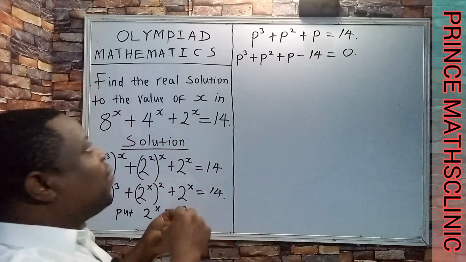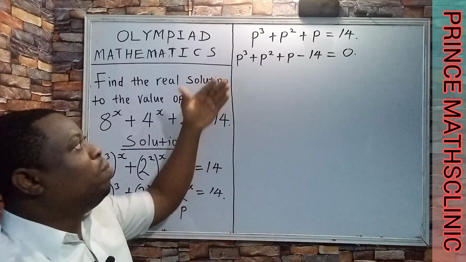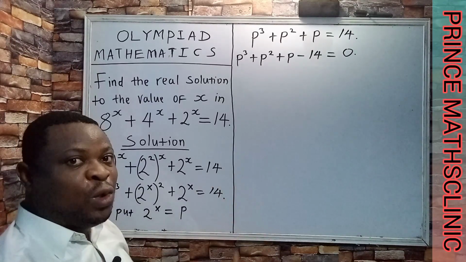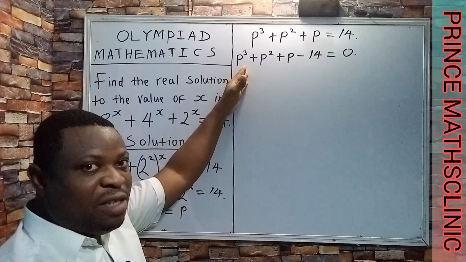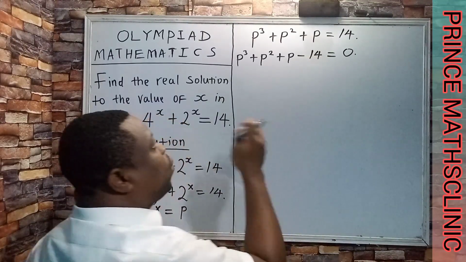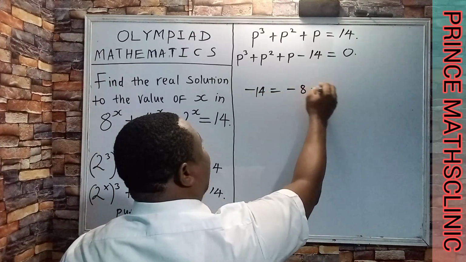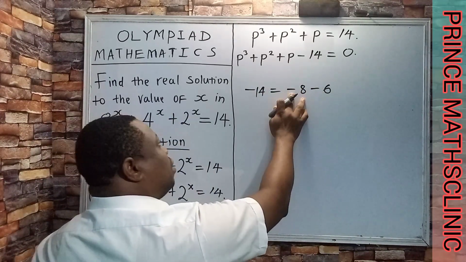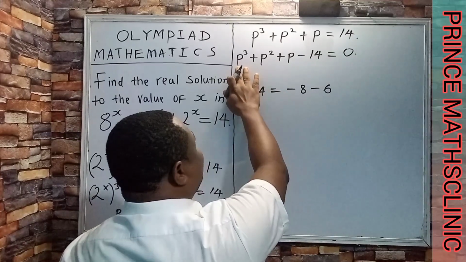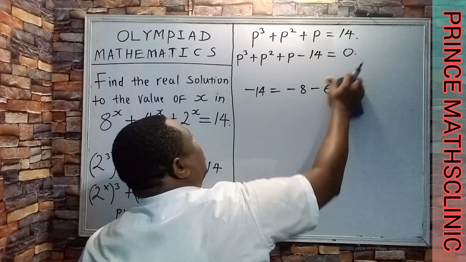Now, from this particular point, there are two methods that we can use to obtain the value for p. I'm going to be using the first method, then afterwards I would use the second method to obtain the value for p. So let's use the first method. Now, minus 14 can be broken down into two numbers. Minus 14 can be written as minus 8 and minus 6. If you add minus 8 to minus 6, you are going to get minus 14. So I'm going to split this minus 14 into 2 using a very simple trick.